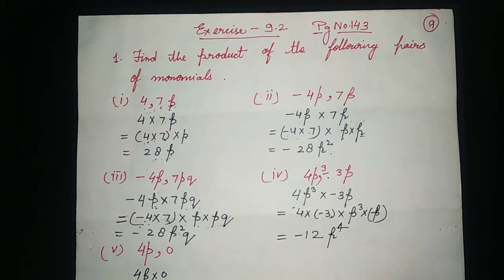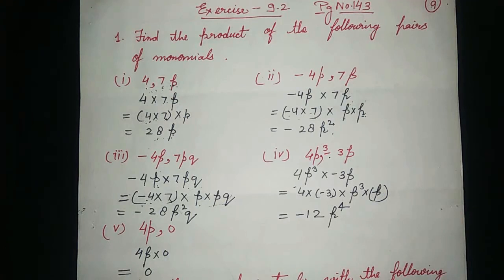Okay. Now see the next part. The next part is 4p and 0. We know that if we multiply any number with 0, we get 0. So here 4p we have to multiply with this monomial 0. So what will come? Here we will get 0 as the product.